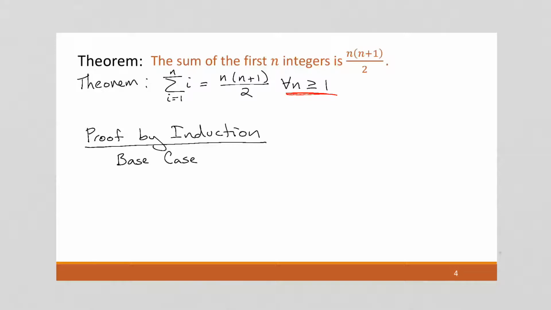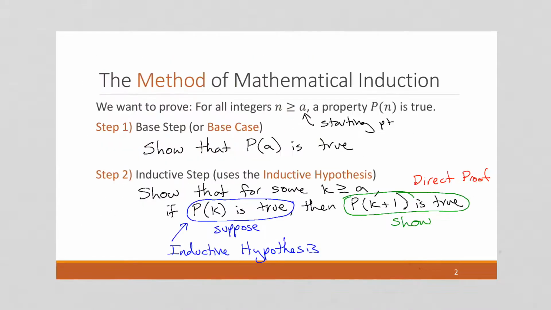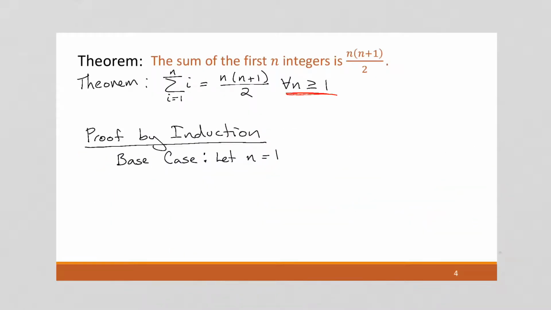Both parts are required to do a proof. You could technically start with the inductive step, but I generally start with the base case. We're going to say let n equal 1. And recall, in the base case, our job is to show that the property is true for the first value. So we know what the first value is. The first value is 1, so we want to show that this property works when n is 1.